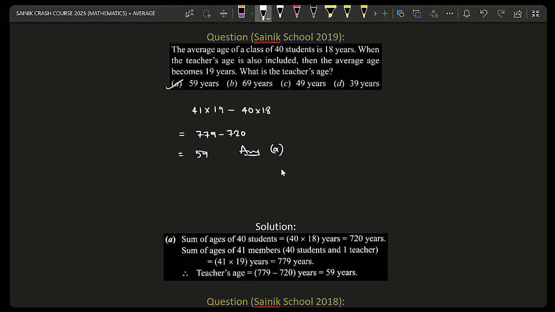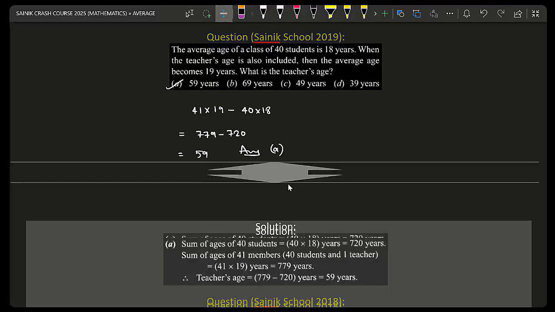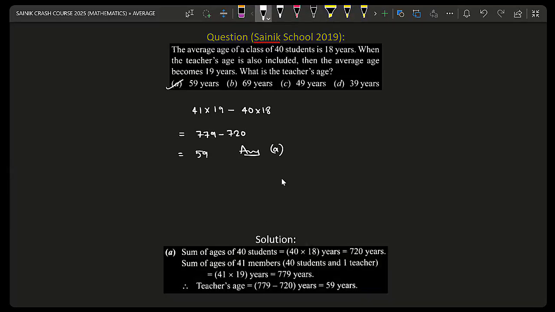So when teacher's age is included and excluded, if you want to find the age of the teacher, then what you need to do is, including teacher, you find the sum, excluding teacher, you find the sum, and find the difference. The difference should be the teacher's age.